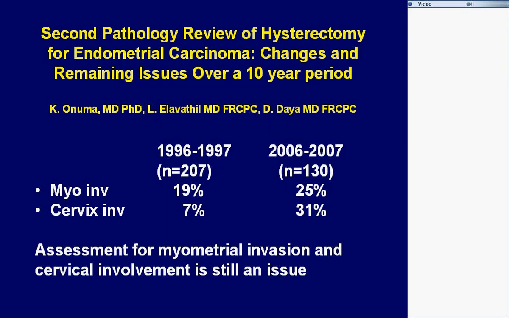And unfortunately, if you really look at the reporting of the depth of myometrial invasion or interpretation, it really hasn't changed from 1996 to 2007. In fact, it has marginally increased, although I don't think it is statistically important. Cervical involvement, 7%, 31%. So I think assessment of myometrial invasion and cervical involvement is still an issue, and we have to actually pay much attention to that.